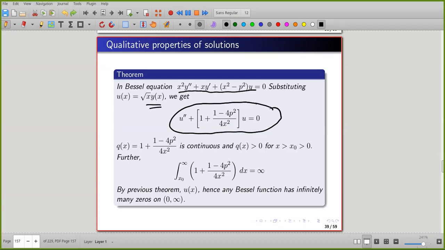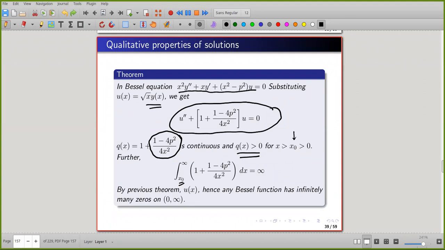No matter which value of p you take, if you fix a p, for x very large, q of x is going to be positive, because this term, for any fixed p as x becomes very large, is going to tend to 0. You can also check easily that there is going to be an x naught such that for any value of p, the integral to infinity is going to be infinite.